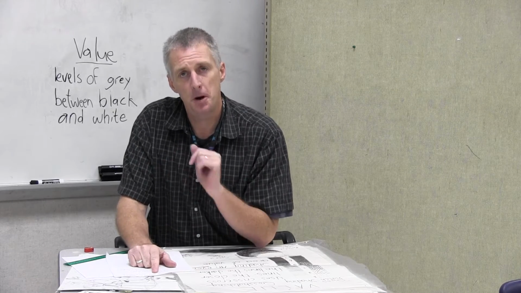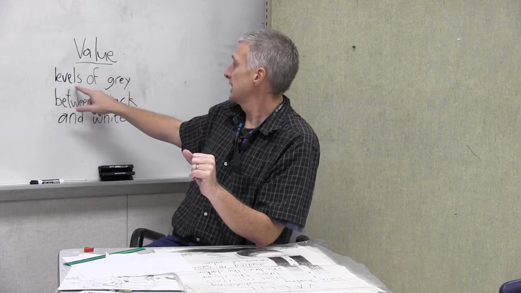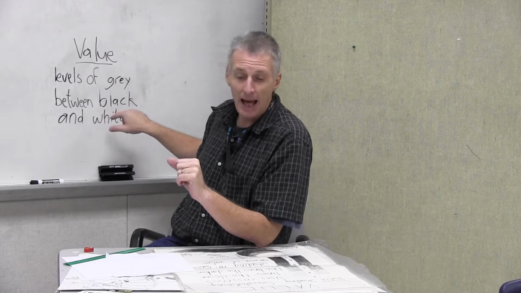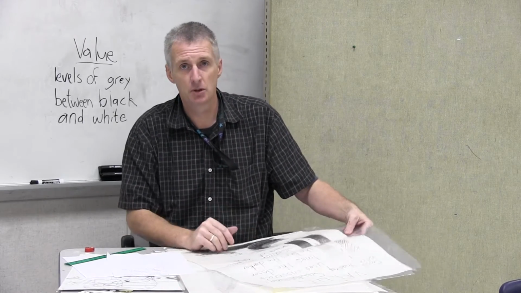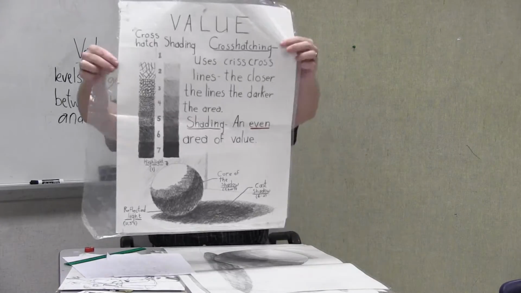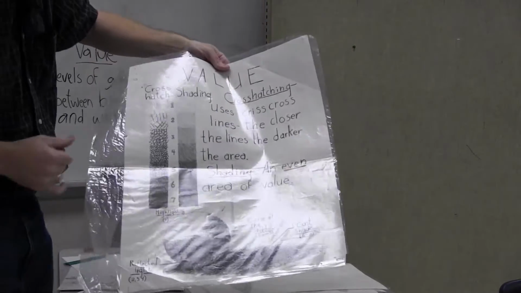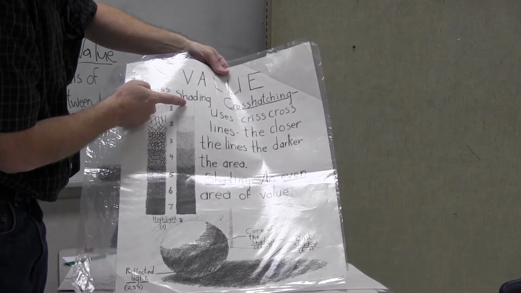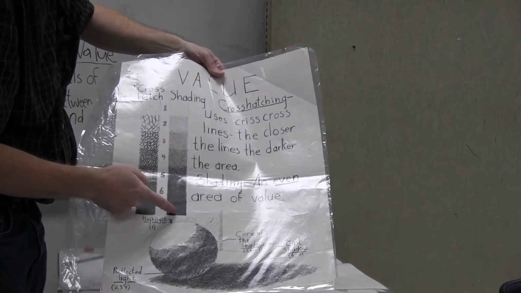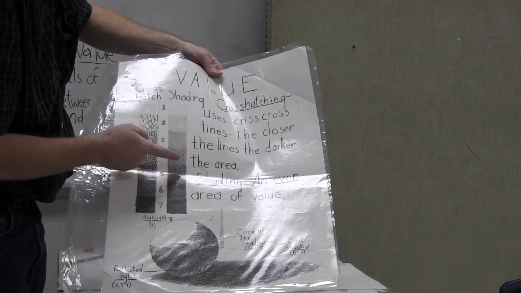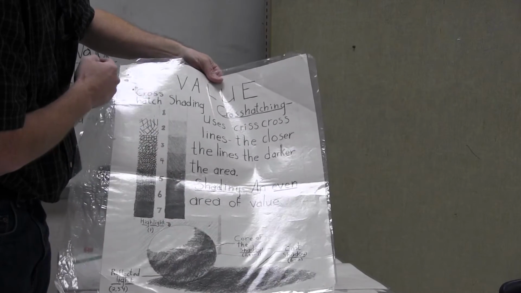I'm going to introduce value, and like I said, this is going to be a 3 or 4 part series. And again, value refers to the levels of gray between black and white. So that's my definition, and here I have a few posters. This would give you an idea here. See, it's starting with white and it ends with black. And then each level gets a little bit lighter as it goes up the value scale.